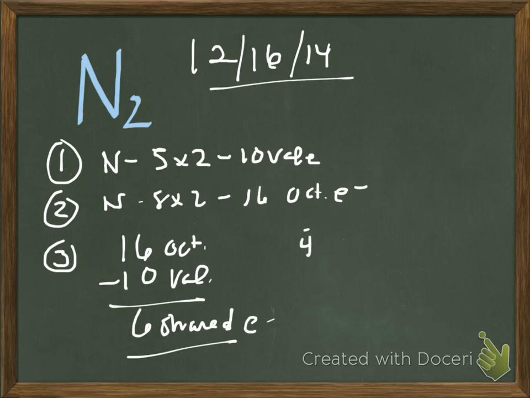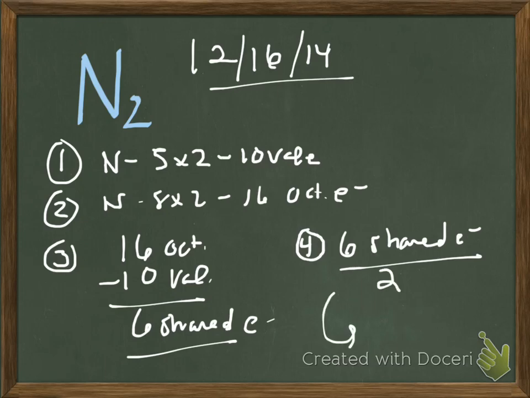Now, step 4, how many bonds are there? Well, every bond represents how many electrons? 2. 2, and 2 shall be the number. So, 6 shared electrons divided by 2 gives us 3 bonds. Now we only have one more step.